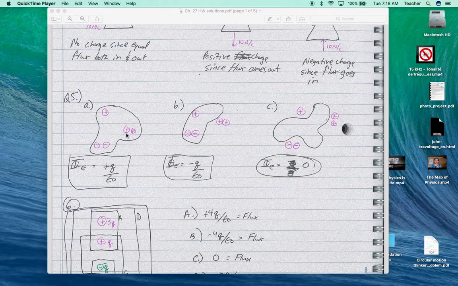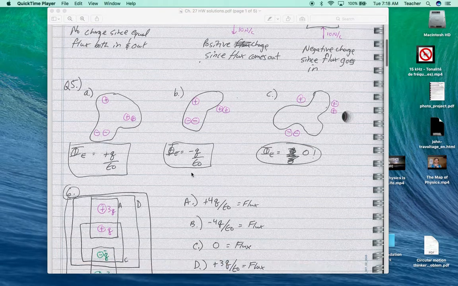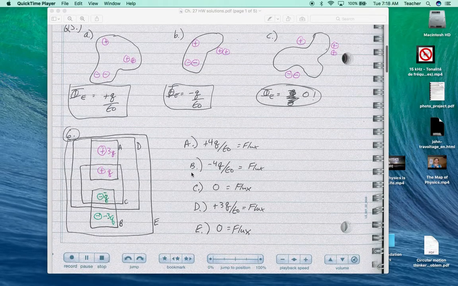For Q5, to find the flux, you just look at the net charge that's enclosed. Same with 6. I like 6. It was kind of interesting.